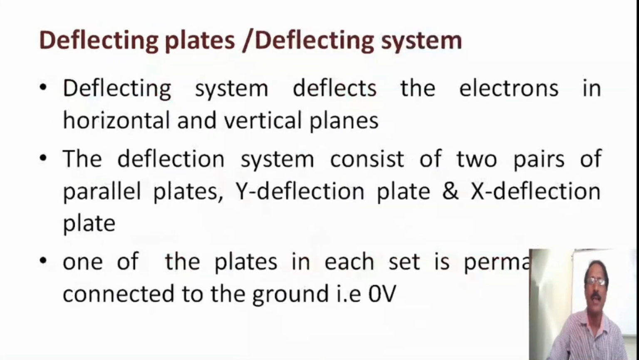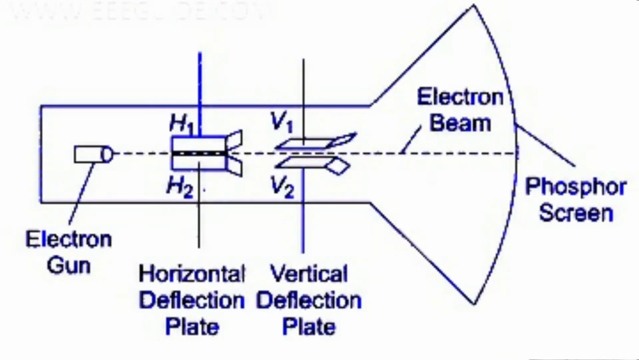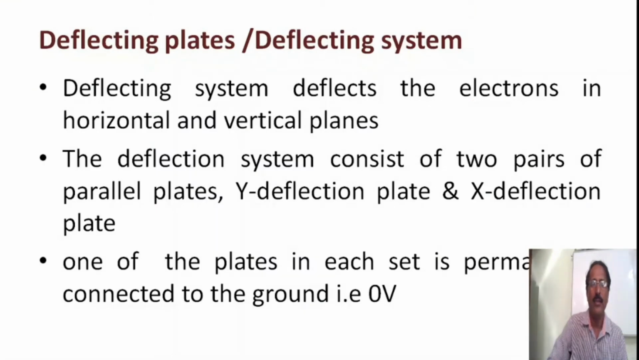Now let us see the deflecting system. This system deflects the electrons both in horizontal and vertical planes electrostatically. In case of TV tubes, the beam is deflected magnetically, in accordance with the waveform to be displayed. The electron gun emits a very narrow, that is a focused, highly accelerated electron beam.